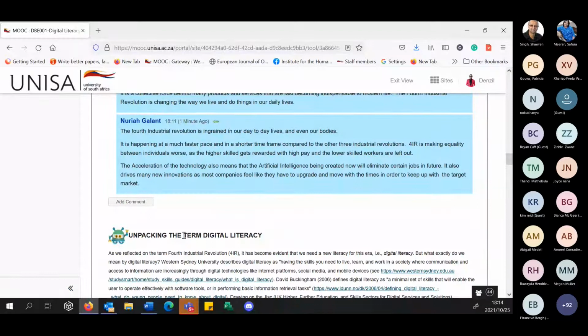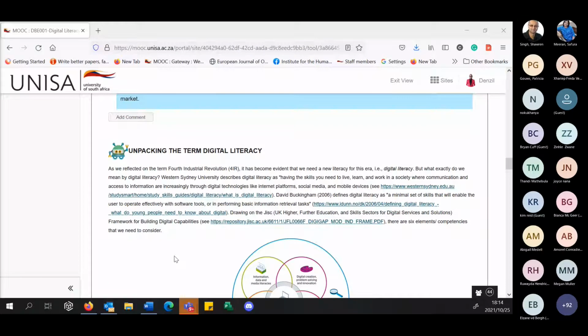Now, once we understand the context, the fourth industrial revolution that we are now embracing, and we're embracing it at a very, very fast pace, as was noted, let's look at unpacking the term digital literacy. So what does digital literacy mean for us? As you reflect on the fourth industrial revolution, digital literacy also comes to the fore as a key understanding for us to unpack.